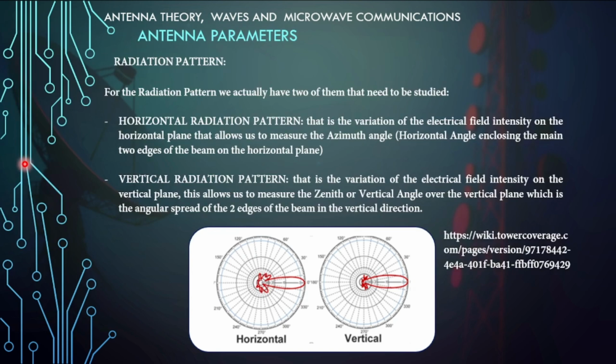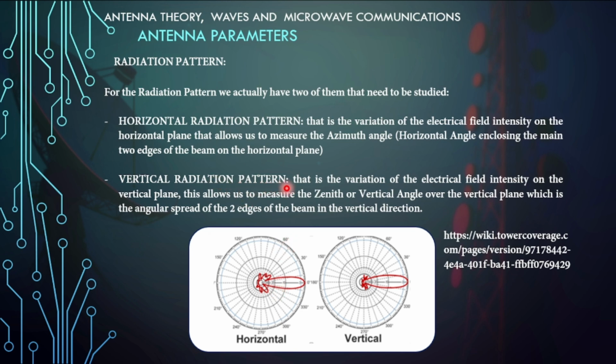Radiation pattern. For the radiation pattern, we actually have two of them that need to be studied. Horizontal radiation pattern, which is actually the variation of the electrical field intensity on the horizontal plane, that allows us to measure the azimuth angle, which is the horizontal angle enclosing the main two edges of the beam, or the main lobe, the primary lobe in such case, on the horizontal plane. In other words, that would be the shape of the beam if we were looking downward. Let's say we are flying with a drone and we can actually see the main lobe, the primary lobe. This is what the primary lobe would look like from above, and that would be the horizontal angle of the opening of this primary lobe.